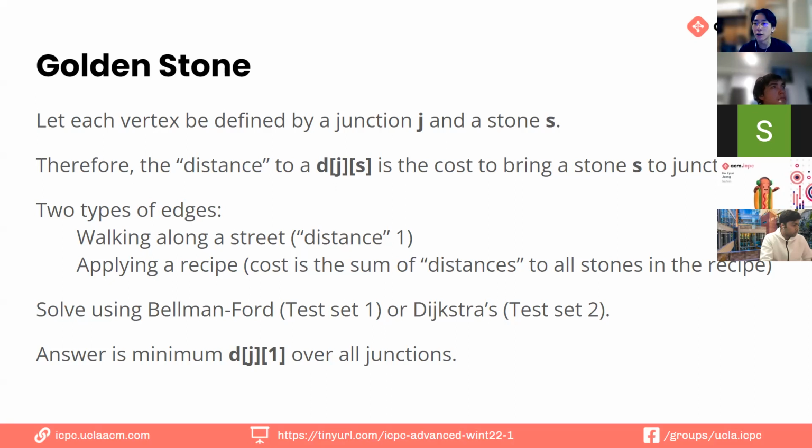And the total cost of getting all the ingredients to create that stone is just the sum over all the different types of stones you need. So let's say you're creating the golden stone. Your distance D of J1 is just going to be equal to the sum of all the ingredients that you need.